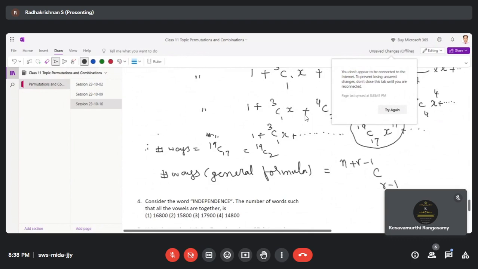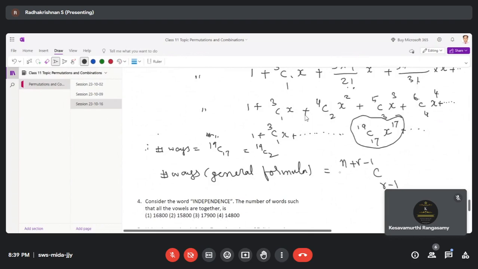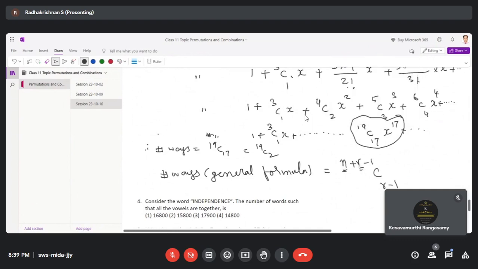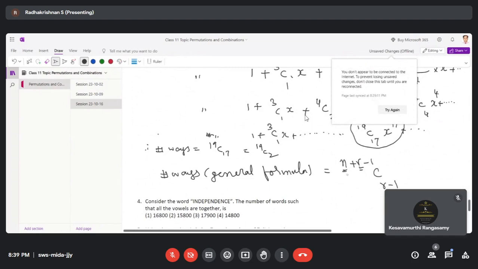So n is the total number of chocolates, and R is the number of people to which you are dividing. So in the formula, if n identical objects are to be divided among R people without any condition, it will be n plus R minus 1 C R minus 1.